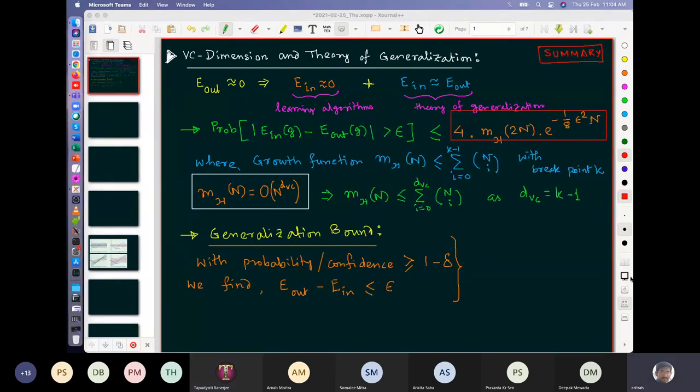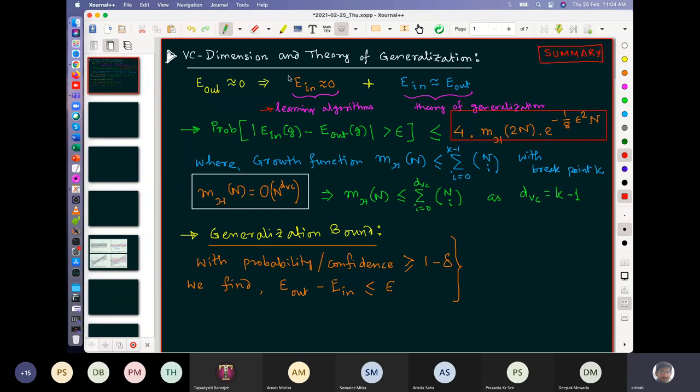So just a brief overview, since we have come across a long distance of theory of generalization: we started with the fact that we want to make the out of sample error zero. In that case, we did it in two ways. One, we make our in sample error zero by our learning algorithms. Second, we want to track how the in sample behavior is tracking the out of sample.